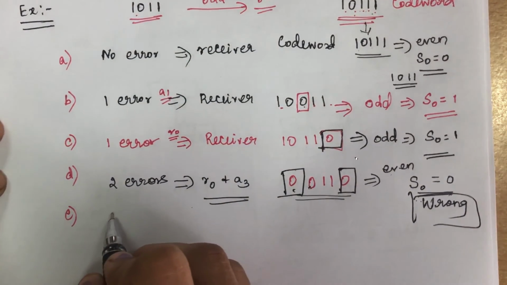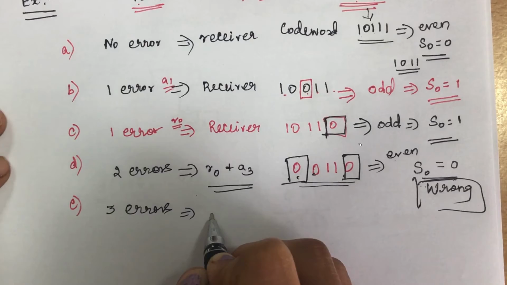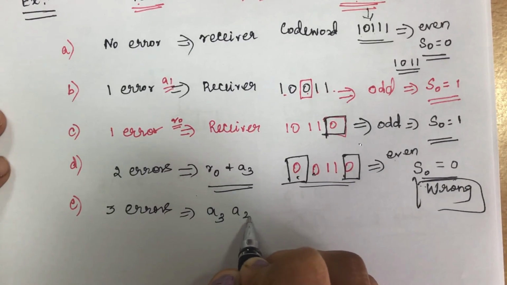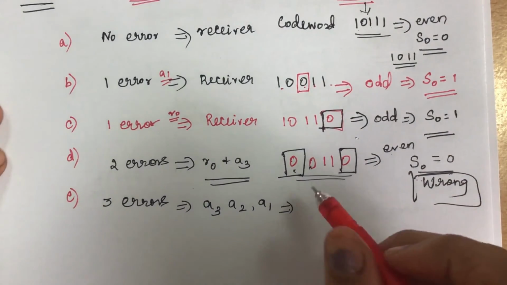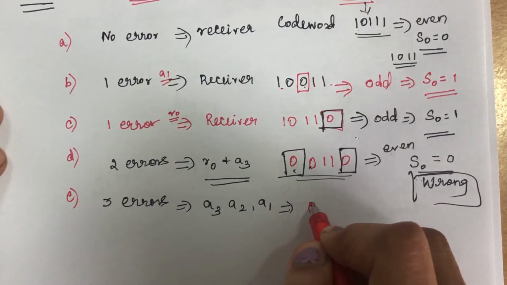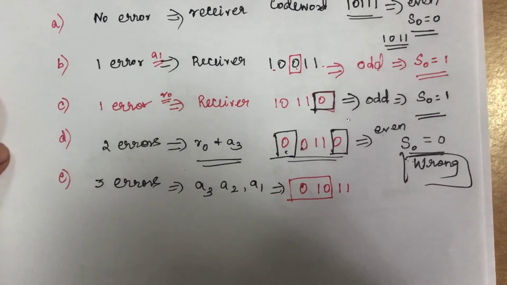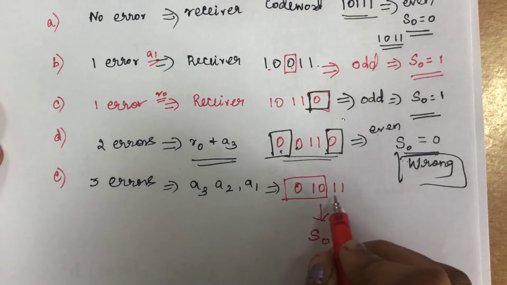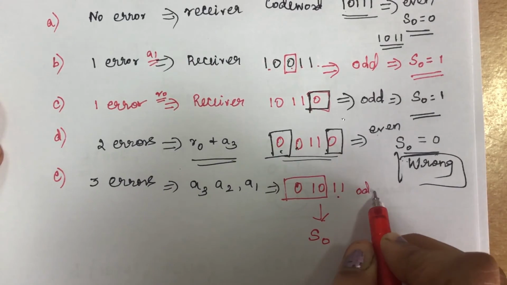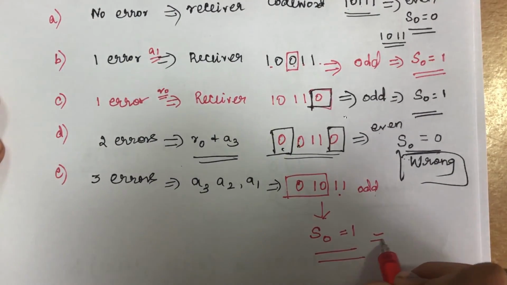And the last case is if three errors occur in the variables A3, A2 and A1. Instead of receiving 1011, we are receiving 01011. That means all three digits have got changed. So again S0 will check the number of ones, and it is odd. Since it is odd, S0 will be set to 1, so it will discard it.